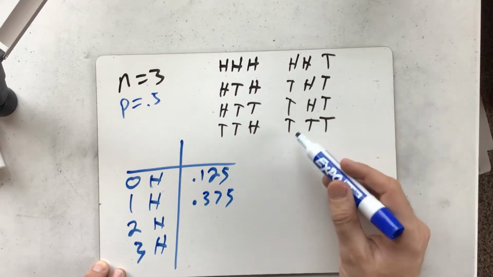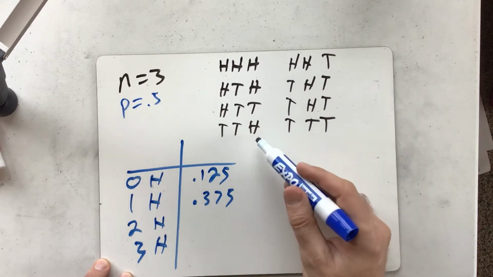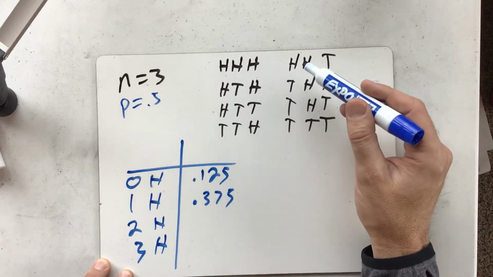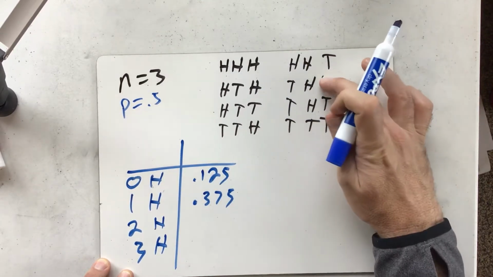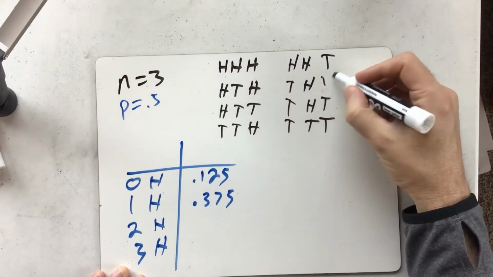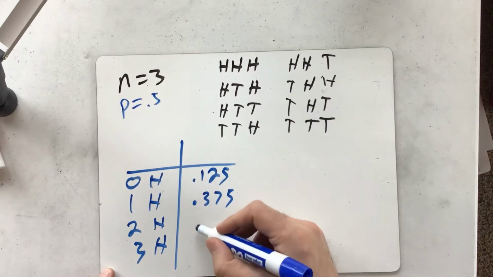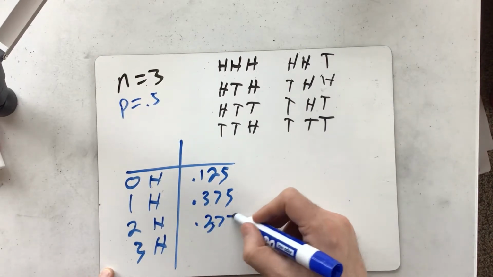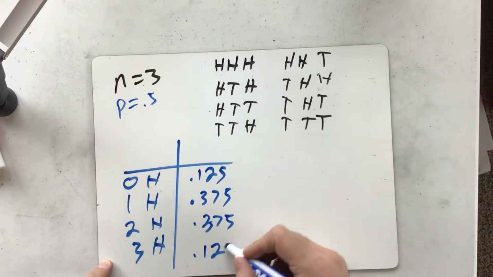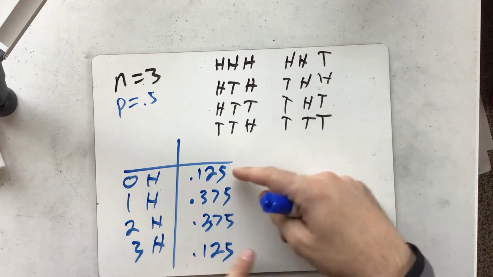Oh, this is the 0. Sorry, the 0 is all tails. 1 head is 1, 2, 3. 2 heads is also 1, 2, 3. Man, I messed up writing those things down. Sorry about that. 2 heads, we've got 3 ways of doing those. That's 0.375. And 3 heads, there's only one way to do that. So that's 0.125.